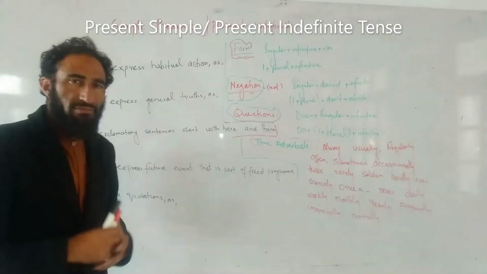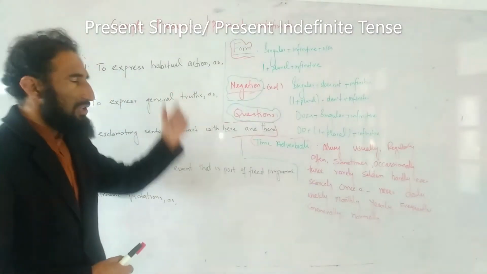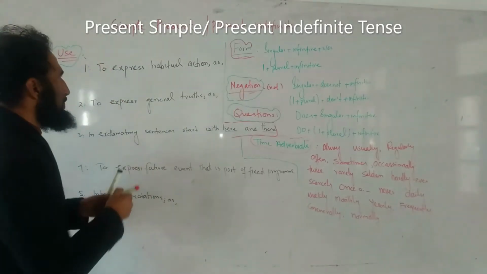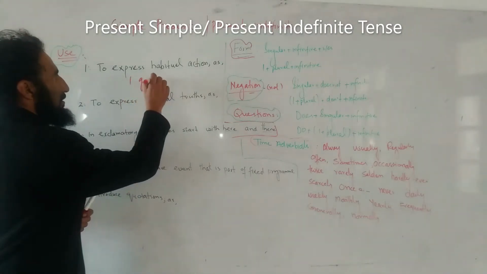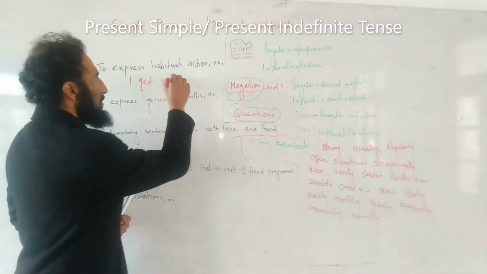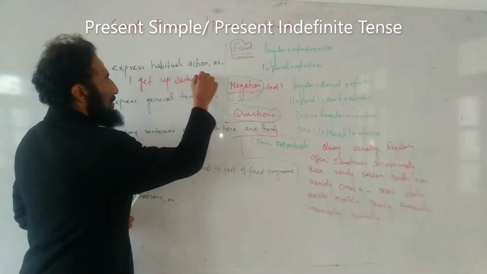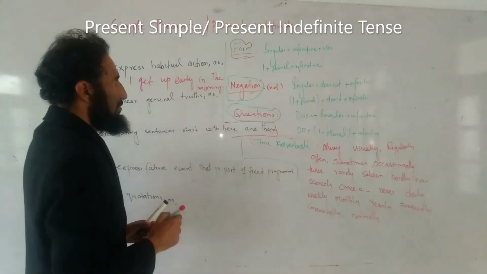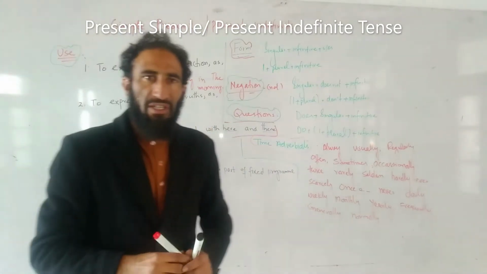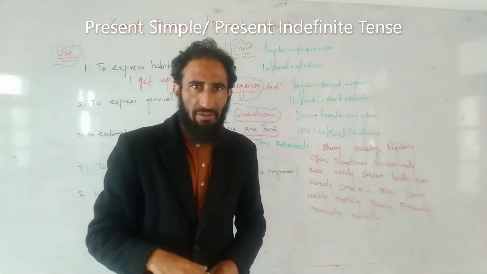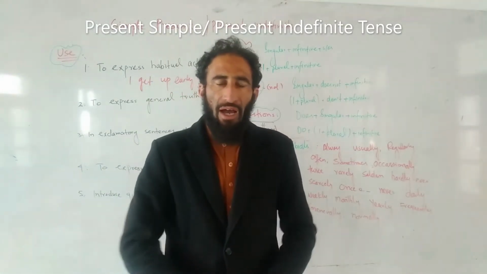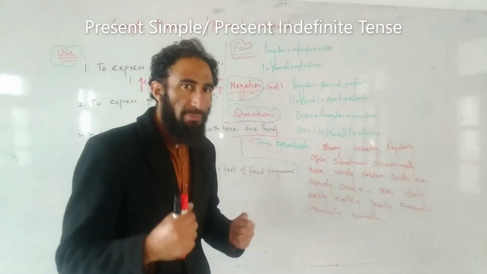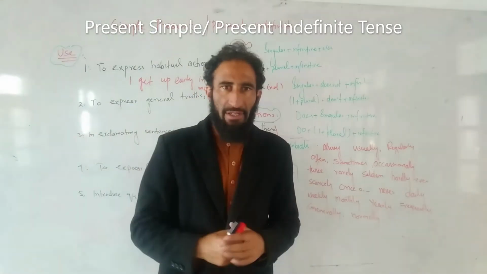We generally use the simple present for habitual actions, for daily routine work. For example, if I say I get up early in the morning, that is my daily routine. I brush my teeth. I polish my shoes. I go to school daily. So this is all my habit. Whenever we talk about habits, we use simple present.